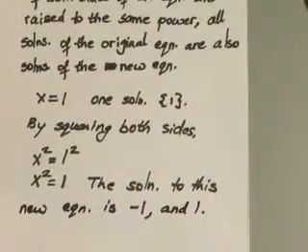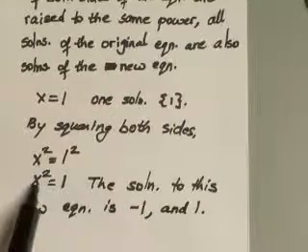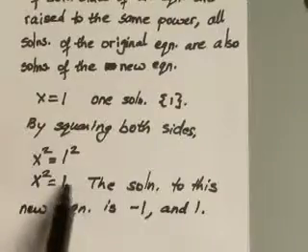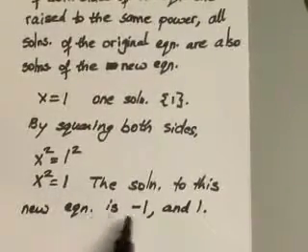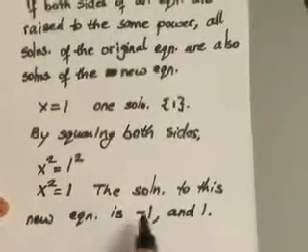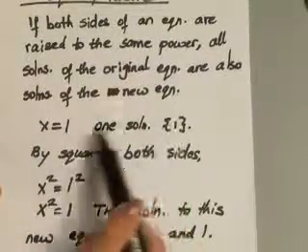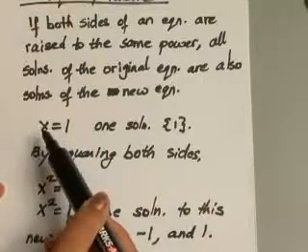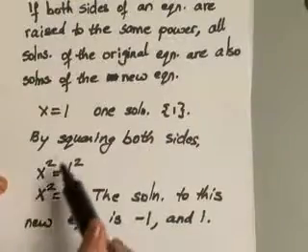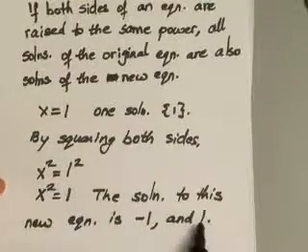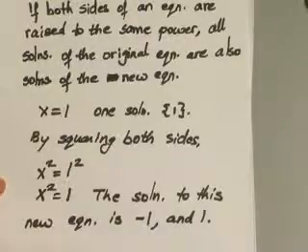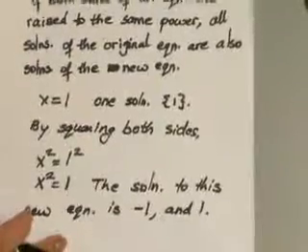negative 1 and 1, and you can verify that negative 1 squared will give you positive 1, and of course 1 squared will also give you positive 1. So your new equation has two solutions. You will notice that the solution negative 1 is not a solution of the original equation. We said in the original equation your solution set was only positive 1. When you squared the original equation, you ended up with negative 1 and positive 1 as the solutions. So this is where you have to be careful.